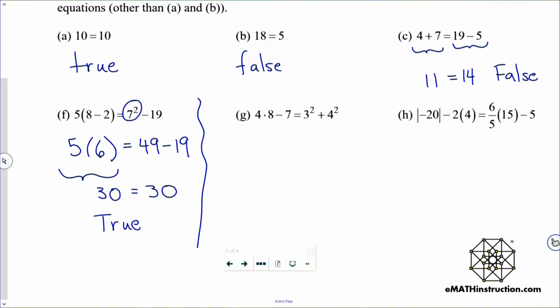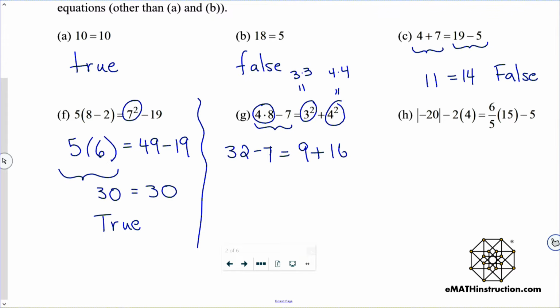Here I've got to look at this side. I have to remember my order of operations, which says to do this product first. 4 times 8 is 32. I'll deal with the minus 7 in a little bit. On this side, I have to do each one of these exponents first. So I have to do 3 times 3, and I have to do 4 times 4. So 3 times 3 is 9. 4 times 4 is 16.